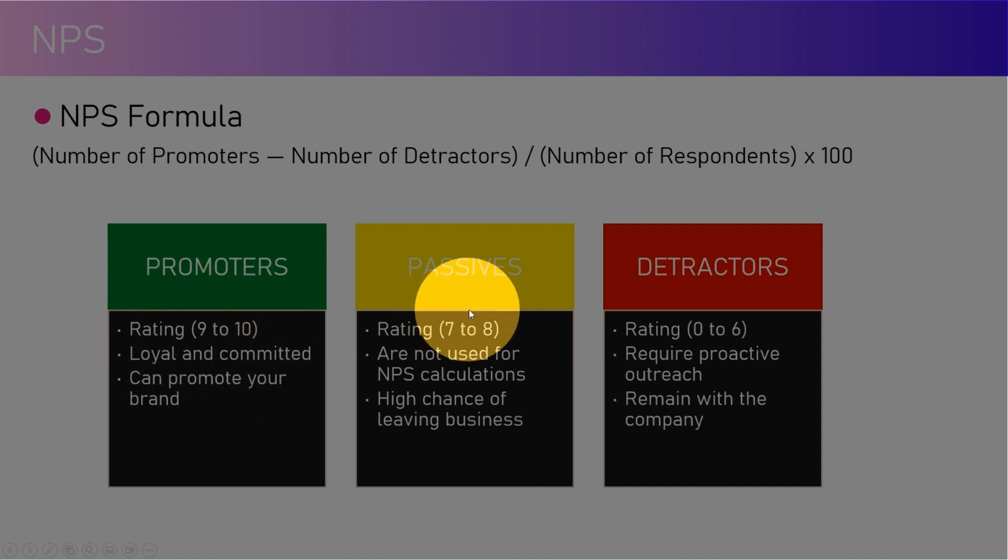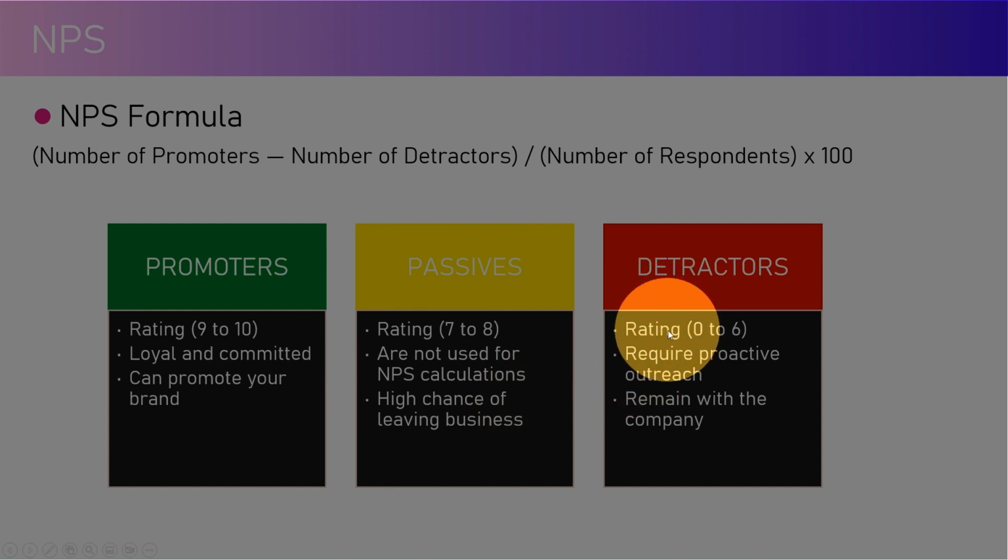Okay. Passives are the people who have given you a rating between 7 to 8. They are technically not used for NPS calculations. And a significant observation based on all the previous historical statistics is that they have a high chance of leaving the business. So watch out for these passives, because although they have given you a good rating, I would say, there is still a chance that they might start looking out for someone else in the market.